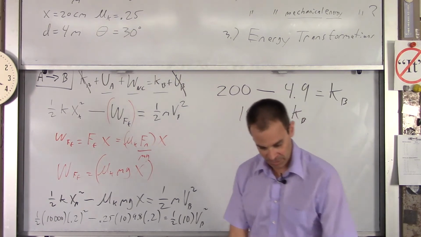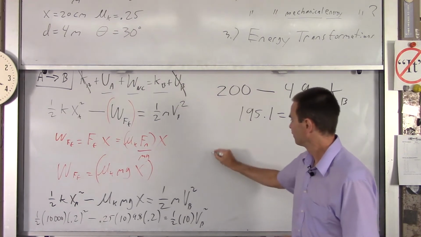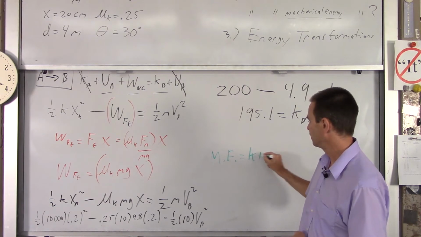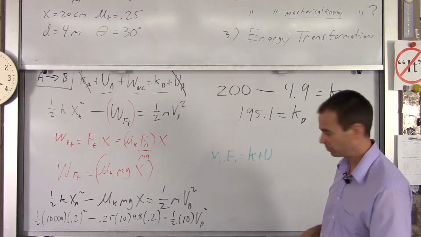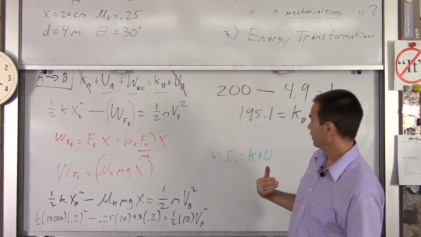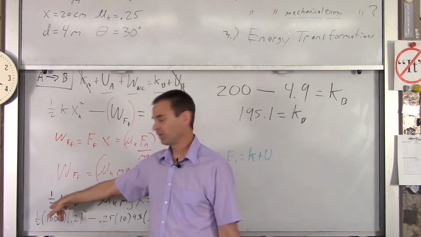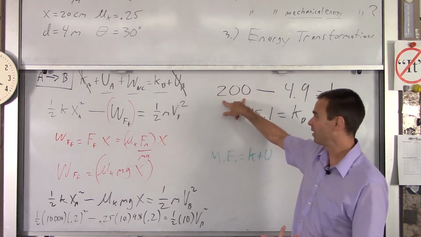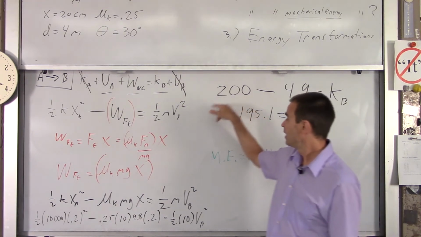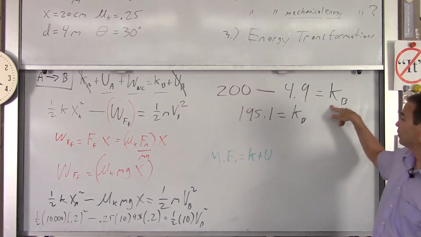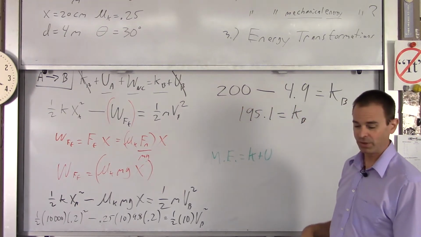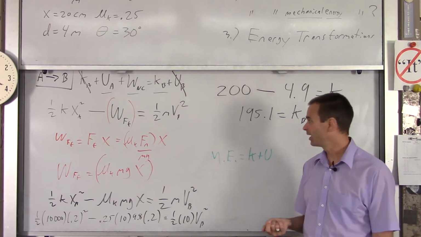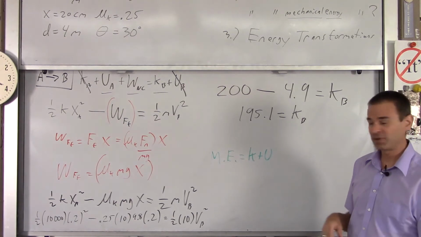Remember, mechanical energy, I'll write that off to the side here, is the sum of your kinetic plus your potential energies. Before I started, I had potential energy, and that number is 200. This system started off with 200 joules of energy. After it's moved from A to B, it's only got 195.1 joules of mechanical energy. So we lost some mechanical energy. We lost 4.9 joules of mechanical energy.